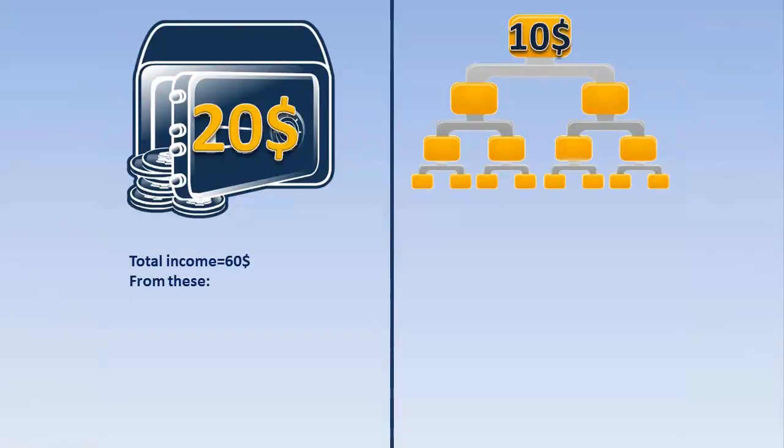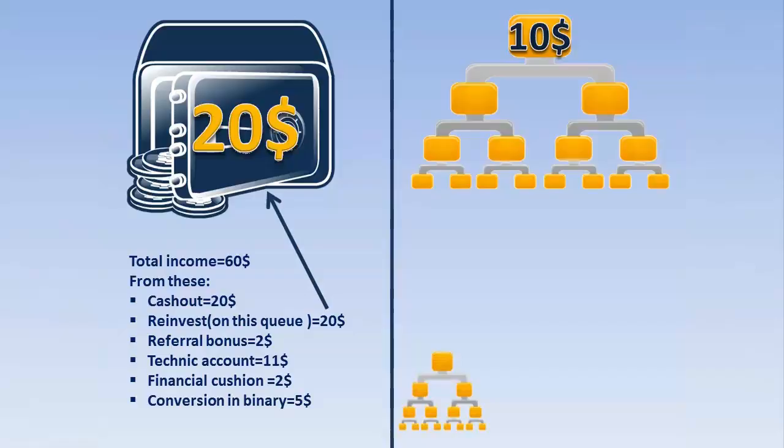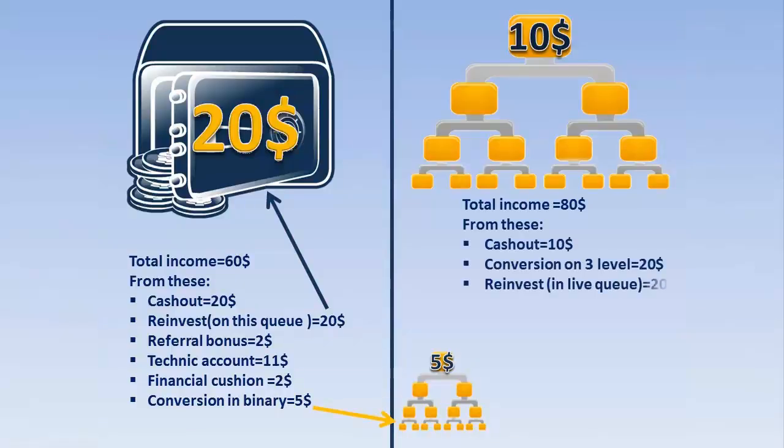Income for the second binary level is distributed as follows. $10 income is available for withdrawal, $20 for a transition to the third step. $20 is automatically spent on your reinvested place in the second stage. Deductions for the referral bonus and financial cashier increase and equal $3. To create a technical account in the second stage, $14 is directed.